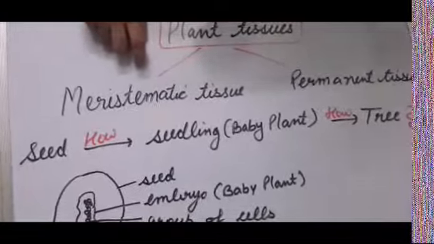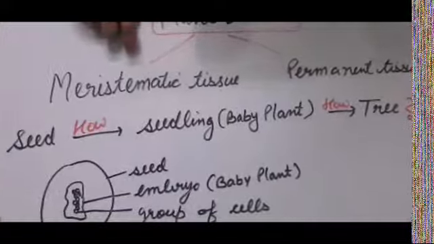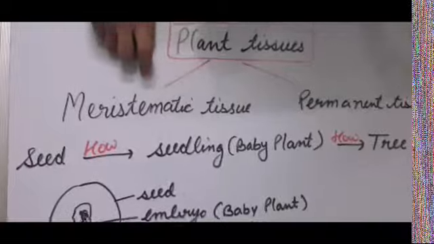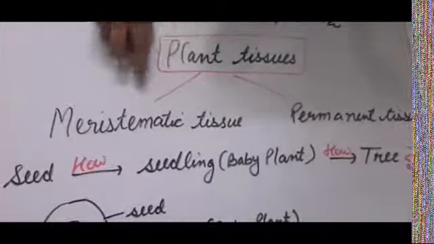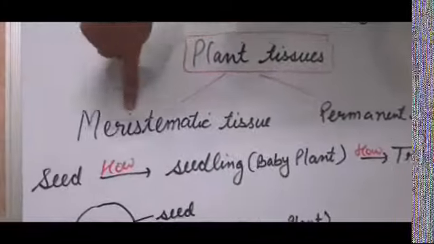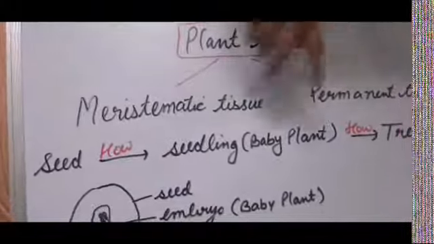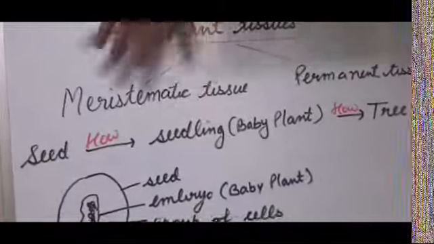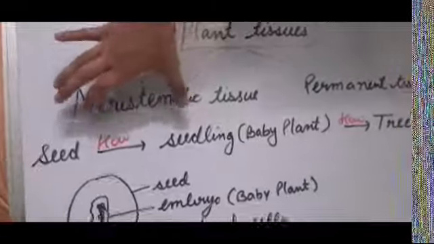Why do we have different types of cells? Because the brain has to do the function of thinking, muscles have to do the function of movement. Same way, the plant is also having two different types of tissues, meristematic tissue and permanent tissue, because both these tissues have to do different functions. Before we discuss these two, let me just give you an introduction.